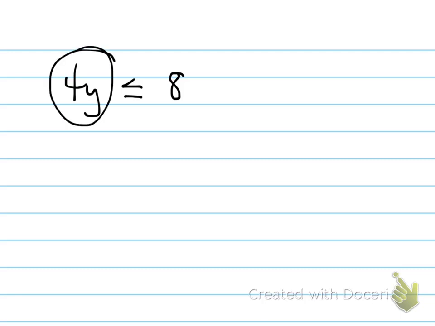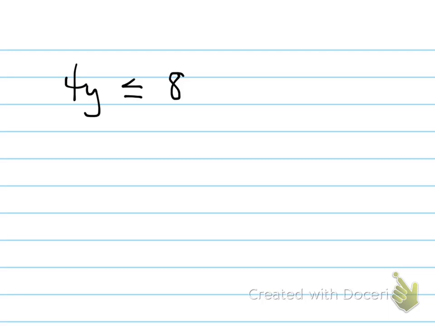What if I had the equation 4y is less than or equal to 8? Any parentheses? No. Fractions or decimals? No. Like terms to combine on either side? No. How many variable terms do you have? One. The 4y is the only variable term, right? How many number terms do you have? One. It's just the positive 8.